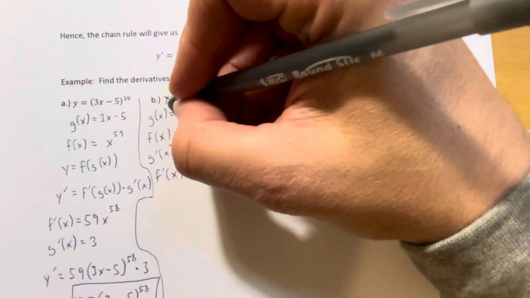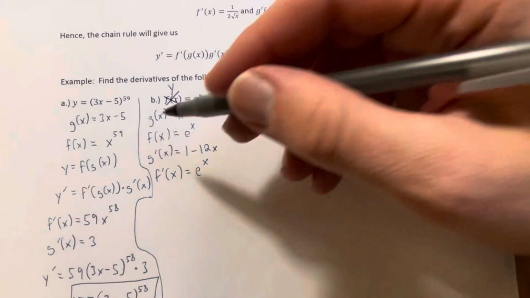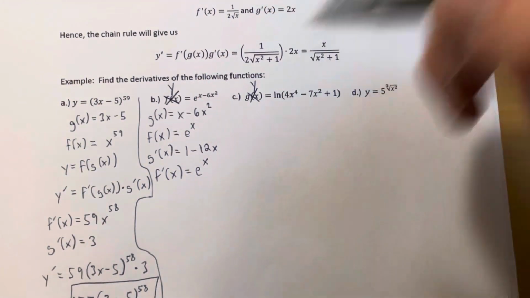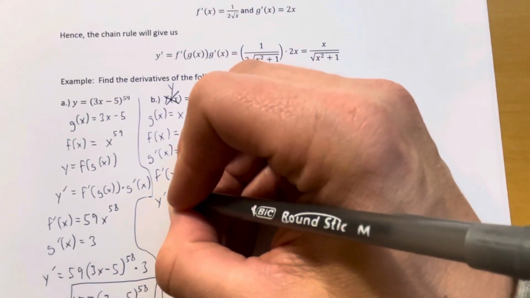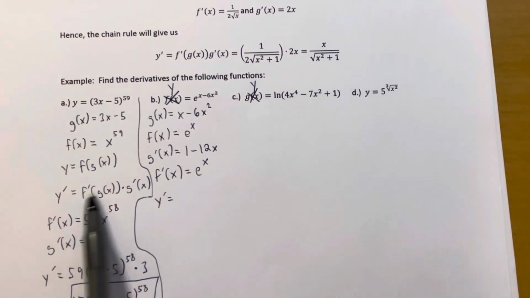Okay, you know what I'm going to do? I'm going to change this to a y. I'm going to do the same thing over here, just so I don't mix it up with the f and the g that I'm using here. So if that's the case, what is y prime? Well, I'm not going to keep rewriting this chain rule every single time. I have it right here.